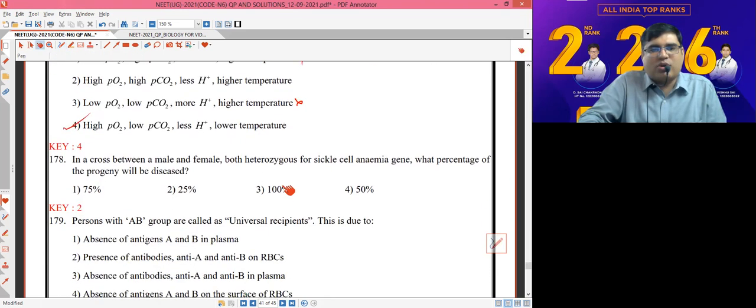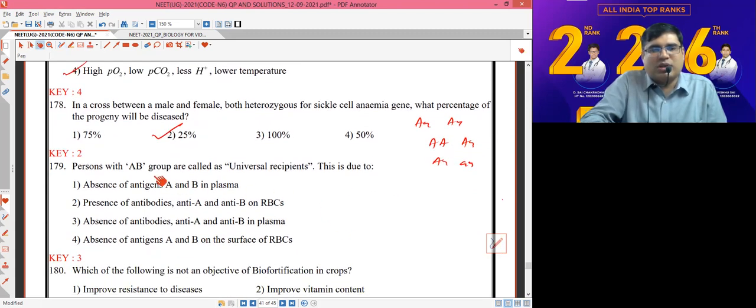Next we go with: in a cross between a male and female, both heterozygous for the sickle cell anemia gene, what percentage of the progeny will be diseased? If both are heterozygous, suppose capital A small a, then we know there will be 4 combinations: capital A capital A, capital A small a, capital A small a, small a small a. So of course, we know the probability is 25%, because the heterozygous state will not reflect the disease in this dominant state.